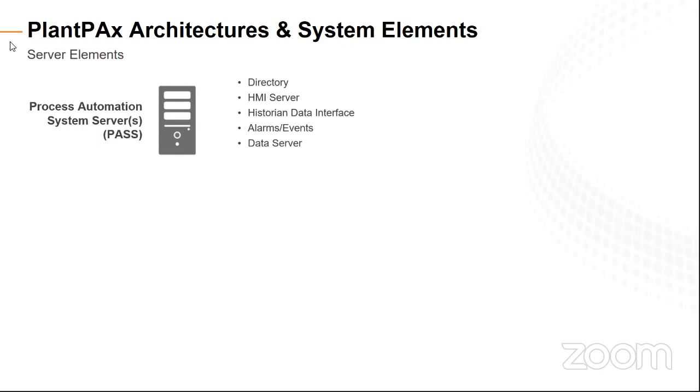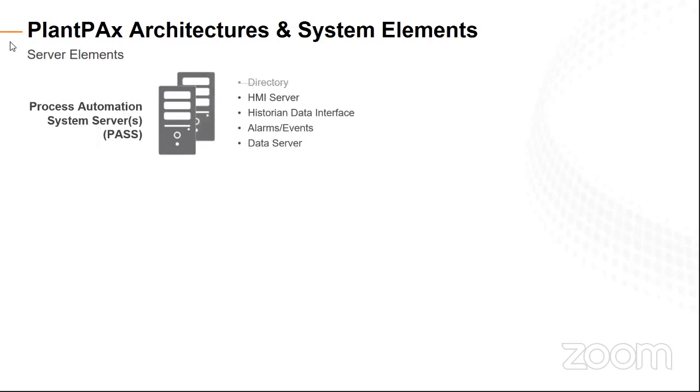So we're looking at how we would do a directory. So if it's a single server, we would have the FactoryTalk directory, the HMI server, potentially the historian data interface, because we're pulling from the FactoryTalk Linx connection, the alarm and events, and the data server. Traditionally, when we look at the documentation for PlantPAx, everything is located on one server. It's a simple setup. You spin up one Windows 2016 image, dump everything on there, either use our templates or you use your own install, and you have everything on one box.